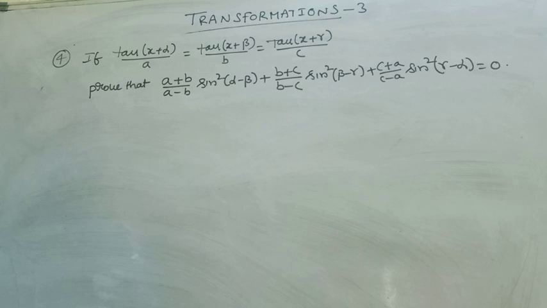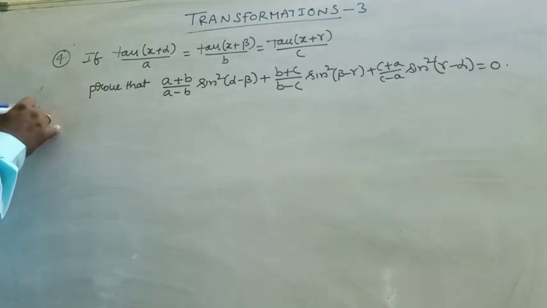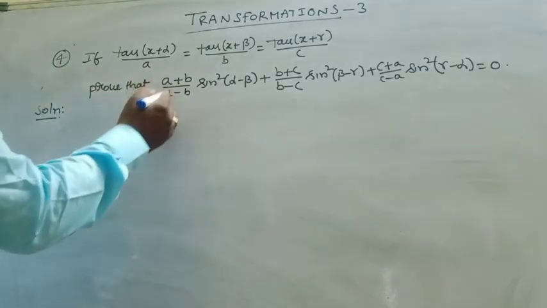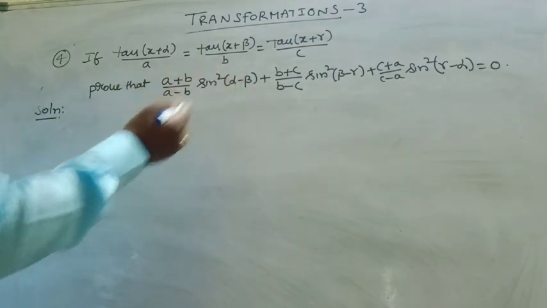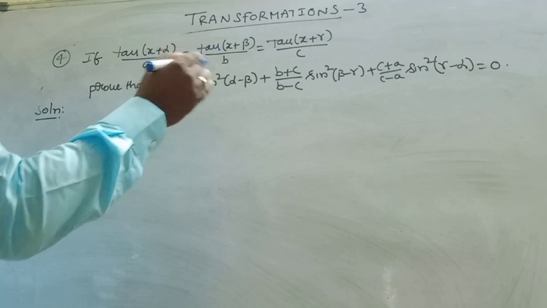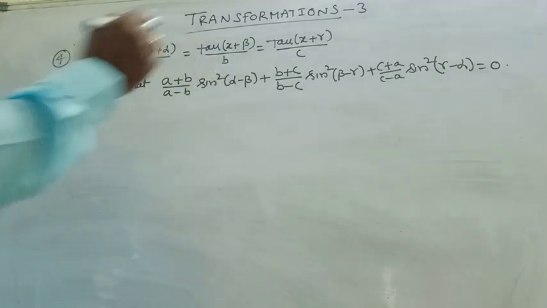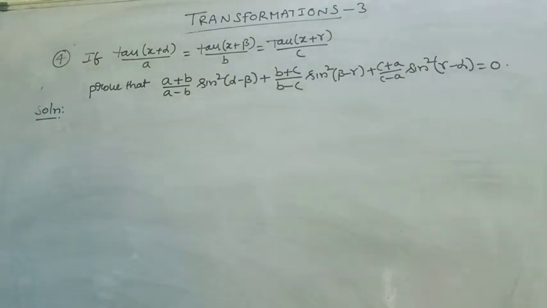Now see, my dear students, beautiful problem. The fourth one we have here is: if tan of (x plus alpha) by a equals tan of (x plus beta) by b equals tan of (x plus gamma) by c, then prove that (a plus b) by (a minus b) into sine square (alpha minus beta) plus (b plus c) by (b minus c) into sine square (beta minus gamma) plus (c plus a) by (c minus a) into sine square (gamma minus alpha) is equal to 0. How are we going to do this?